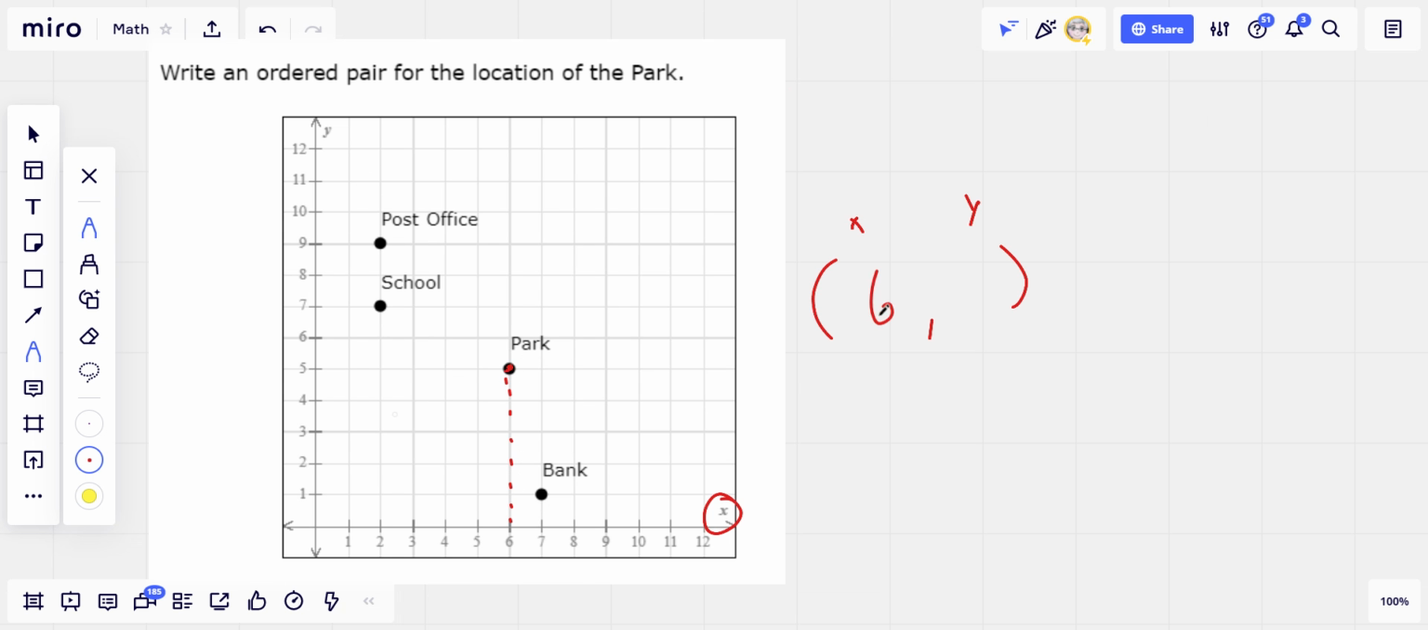So that looks like 6. And then let's find the y value by going over to the y-axis, and that looks like 5. So the coordinates for the park, 6, 5. So that's a little bit of work with finding an ordered pair for a location on a graph.